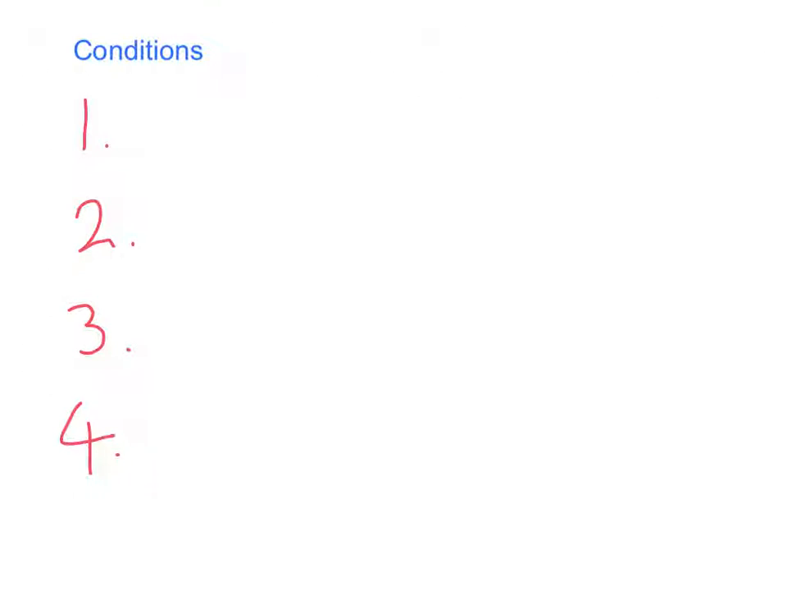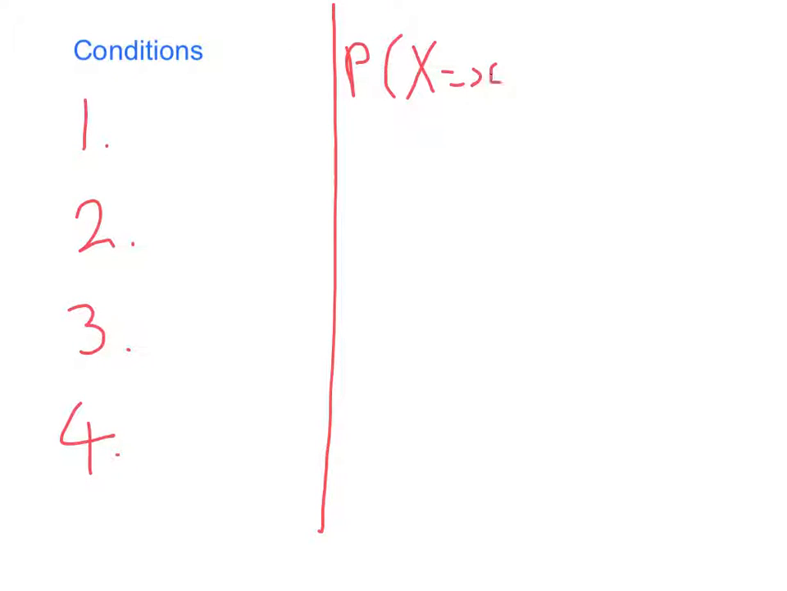Okay, before I get to the conditions, let's do the formula. The probability that X equals x in a binomial has 3 bits. The first bit is how many ways there are to have x objects drawn from n. We know from when we did combinations and permutations that the number of ways to choose x objects from n is given by nCx.